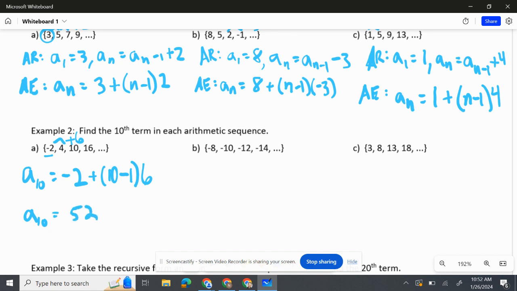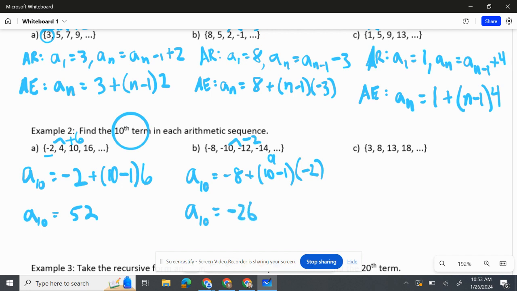For letter B, we're once again finding the 10th term because that's what it tells us to do. Our first term is negative 8. We have 10 minus 1. Our common difference is going down by 2, so I'm going to times it by negative 2. If you're not using a calculator, what you could do is just go 10 minus 1 is 9. 9 times negative 2 is negative 18. And then plus negative 8 gives us negative 26. Or just put it in the calculator and get your answer.